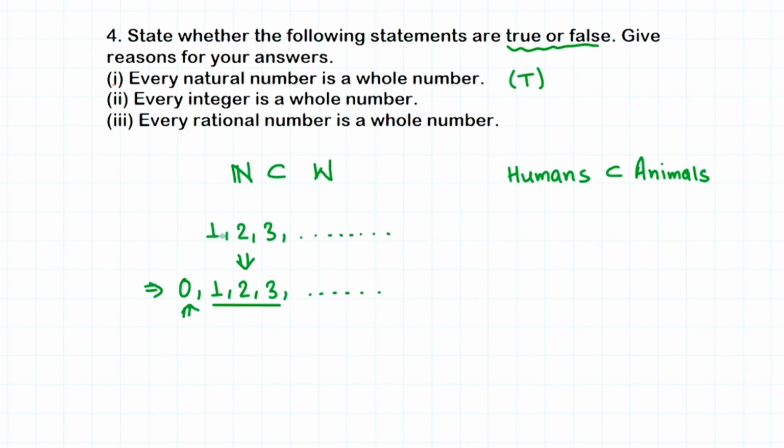But all whole numbers are not natural numbers because we have this extra 0 here. Similarly, all animals are not humans, okay? We might have rats, cats, dogs, right? But all humans are definitely animals, okay? So that's our first statement.